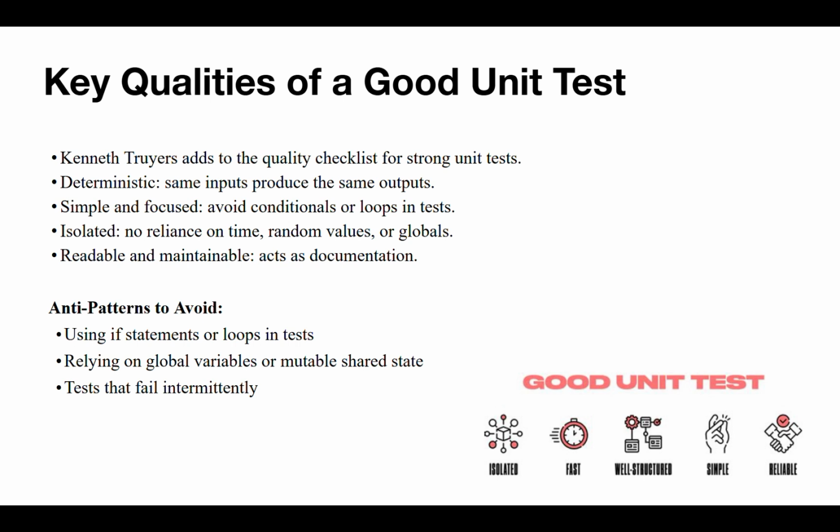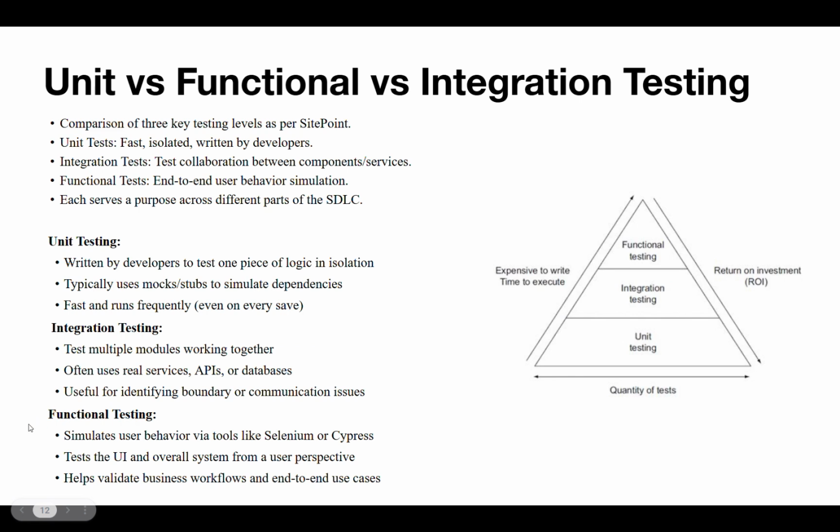Isolation means the test does not rely on external systems. If your test connects to a real database or file system, it's no longer isolated and may be flaky. Readability is key. Your test should be as easy to read as your production code. So, anti-patterns to avoid are using if statements or loops, relying on global variables or mutable shared state, and tests that fail immediately.